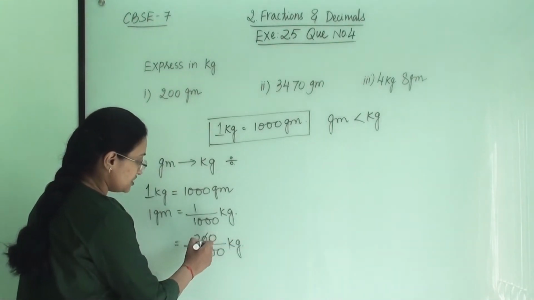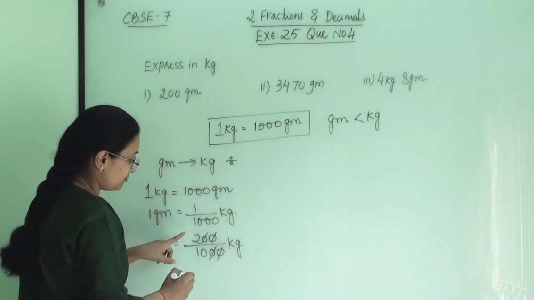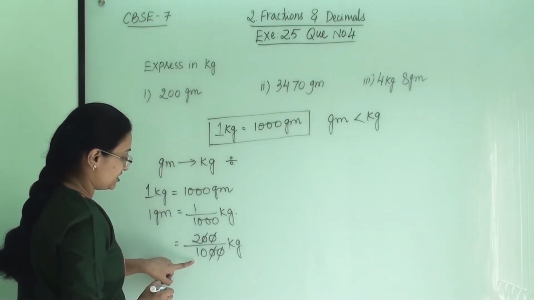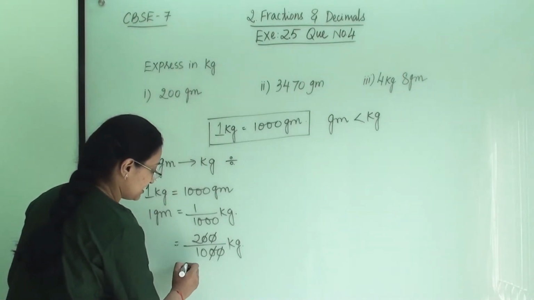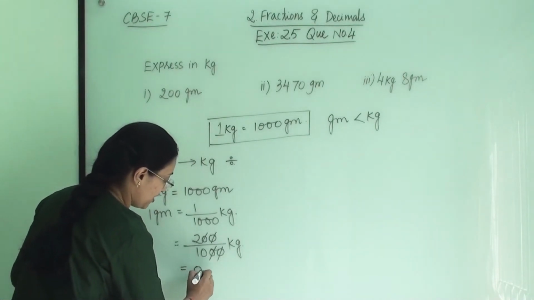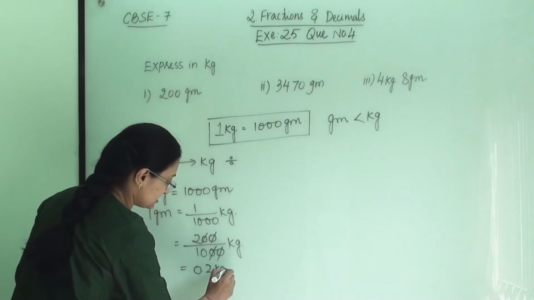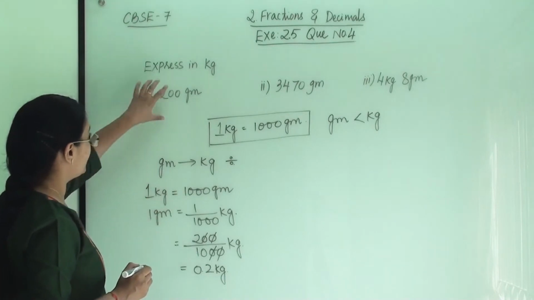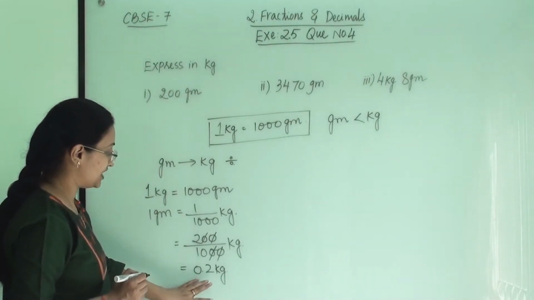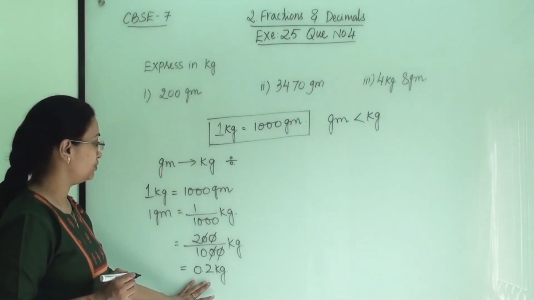Here the 0, 0 we can cut from the numerator and the denominator. So we will get 2 divided by 10, which equals 0.2 kg. So 200 gram we have converted into kg, and that is 0.2 kg.